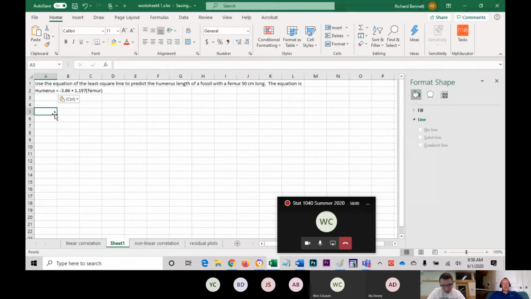Use the equation of the least squares line to predict the humerus length of a fossil with a femur length of 50. So the idea here is the humerus length is going to be negative 3.66 plus 1.197 times the femur. So how would you use that equation?